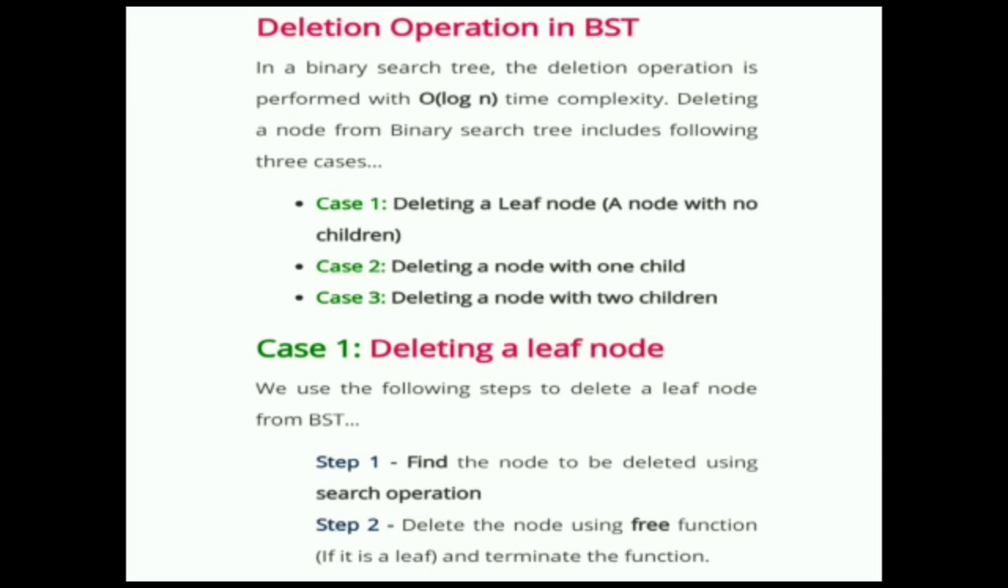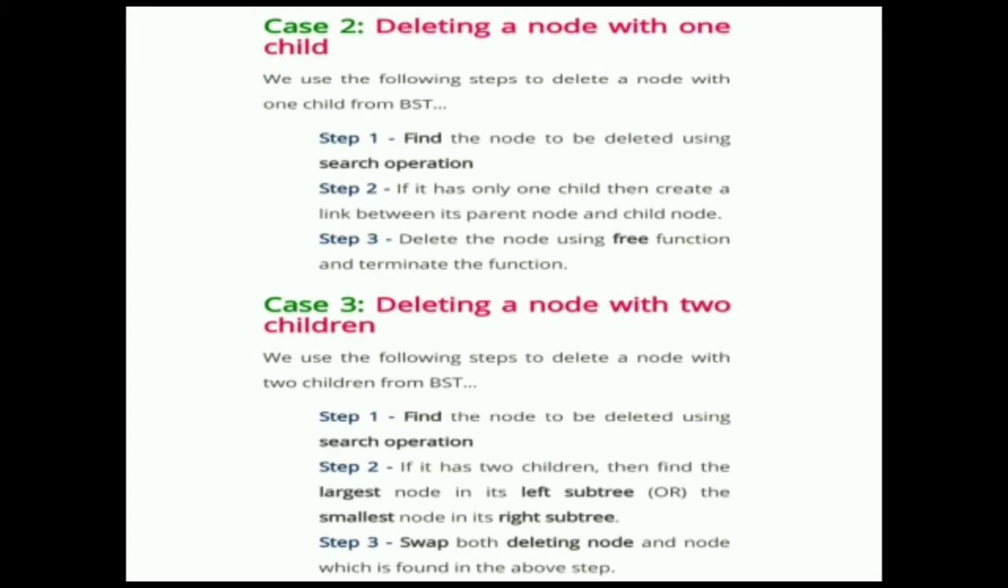In any deletion method, first we have to search for our desired node to see whether it is in the tree or not. When we find our node, then we can use the free function and terminate the function. Case 2, deleting a node with one child. In this case also, the searching operation is done first.